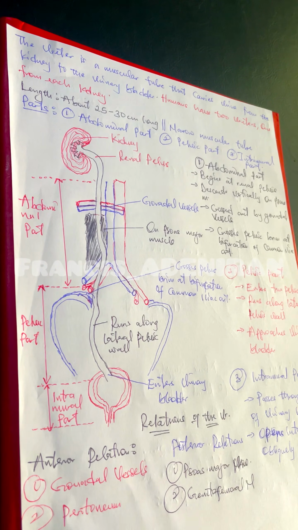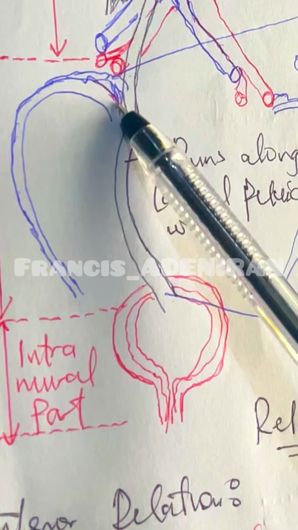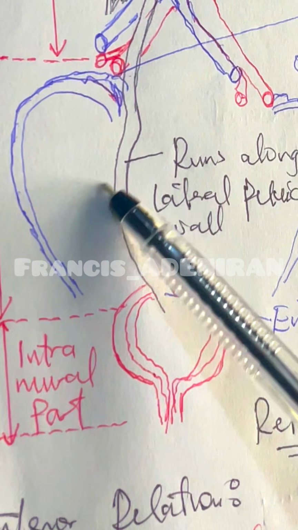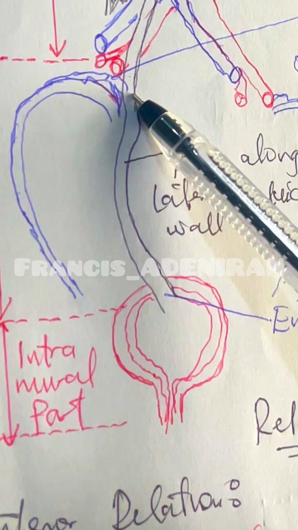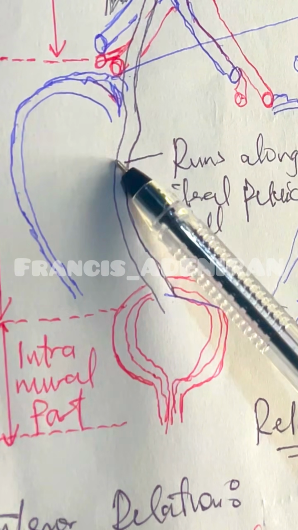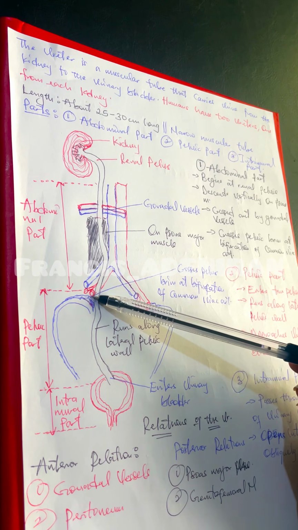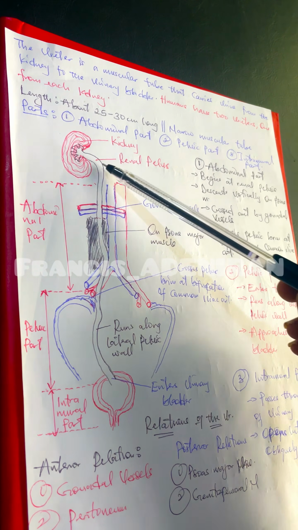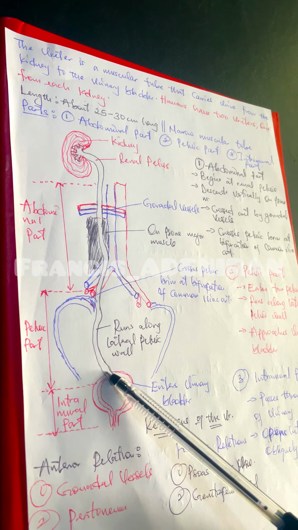So let's talk about the pelvic part. At the pelvic part, it enters the true pelvis, that is here. It enters the true pelvis, runs along the lateral pelvic wall, and approaches the urinary bladder. So from this junction to this junction is the pelvic part. From here to here is the abdominal part, and from here to here is the pelvic part.